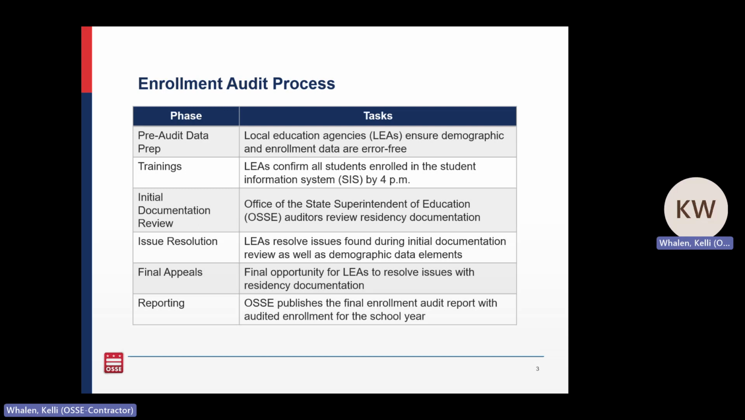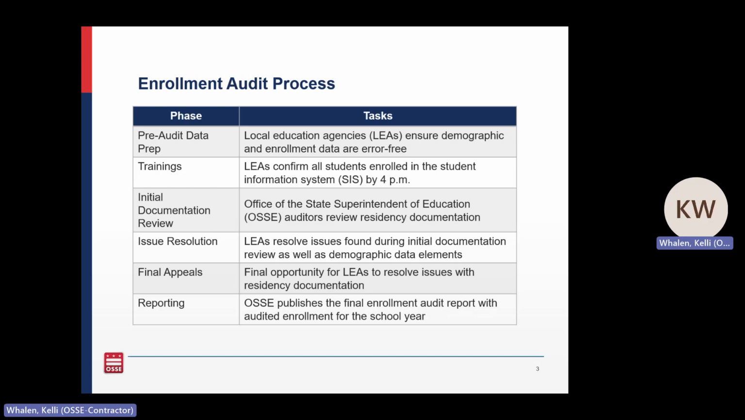Trainings take place in March for residency verification and July or August for enrollment audit and child count process. The next phase is initial documentation review. So this is what we think of as the beginning of the enrollment audit for LEAs. After initial review is issue resolution, which is the point at which you can submit new documents to resolve any issues that were discovered during your initial review.